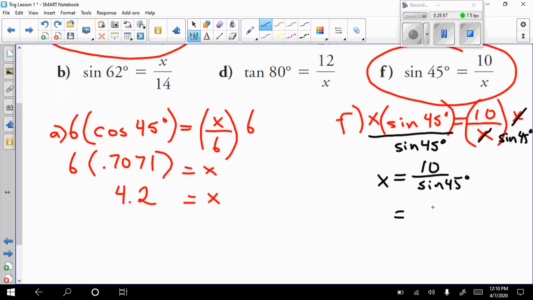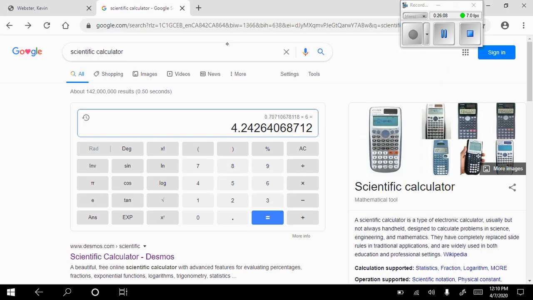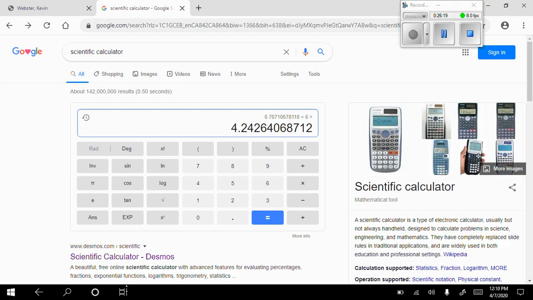So here we go. I'm going to do 10 divided by, well, let me figure out what sine of 45 is. So I'll quickly go to my online calculator. Here we go. Oh, and I've forgotten already what I was doing there. It's 10 divided by sine of 45. So I'm going to clear it, and I'll do sine of 45 equals, and it's 0.7071.